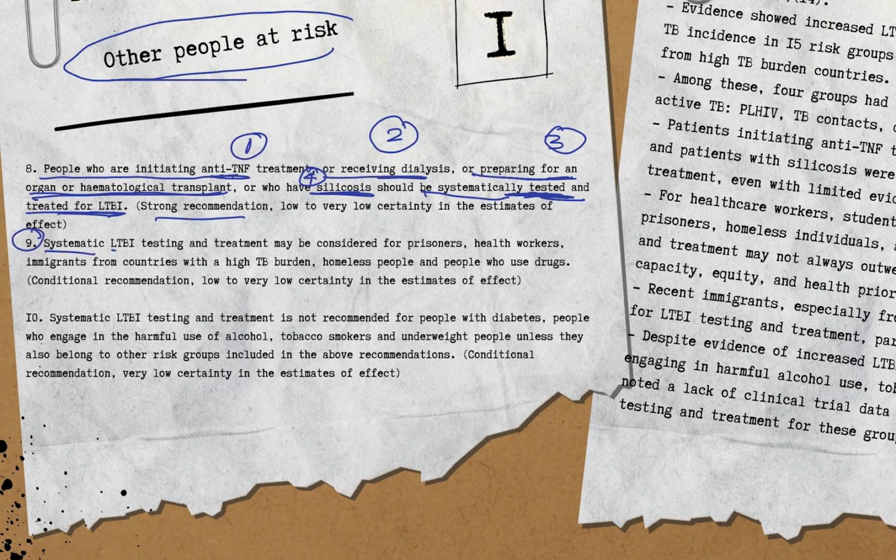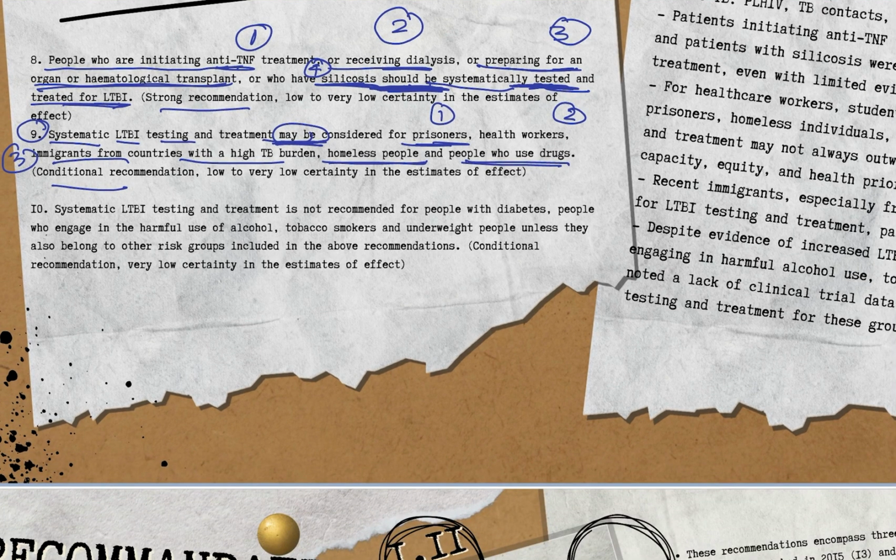Systematic latent TB testing and treatment may be considered for prisoners, health workers, immigrants from countries with high TB burden, homeless people, and people who use drugs. This is conditional. So beyond anti-TNF treatment, dialysis, organ or hematological transplant, and silicosis, these groups may be considered.